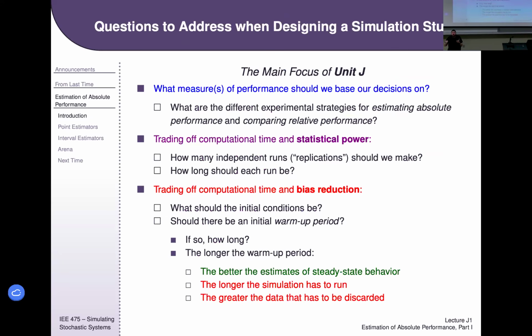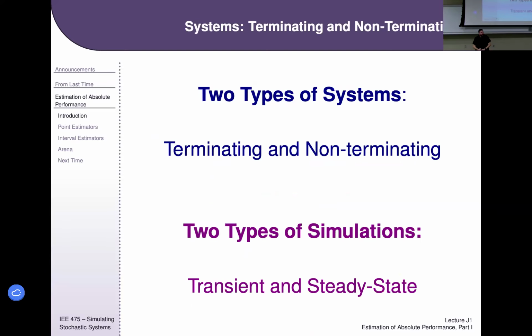So, new unit. We've talked about the stats. Now that we've got the stats under our belts, what do we measure? How many replications do we use? How do we summarize our outputs? That's kind of what we're focusing on here. And so that brings us to this, and we're talking about sims, these two fundamentally different types of systems that we're going to simulate that cause us to set up our sims differently. Terminating and non-terminating systems, which correspond to transient and steady state simulations.